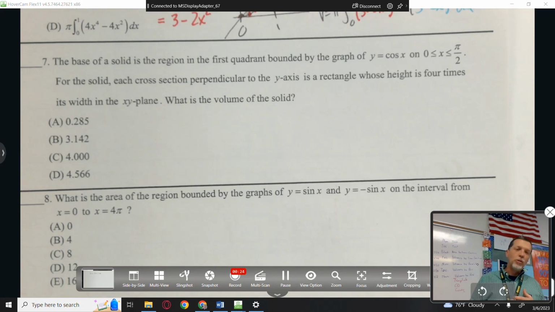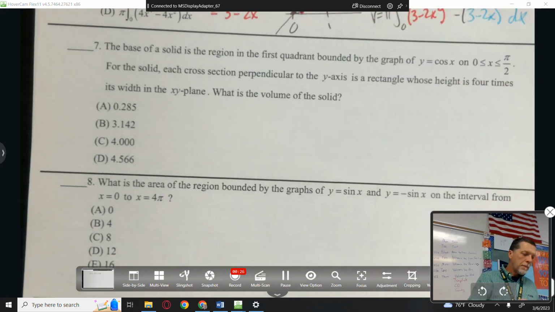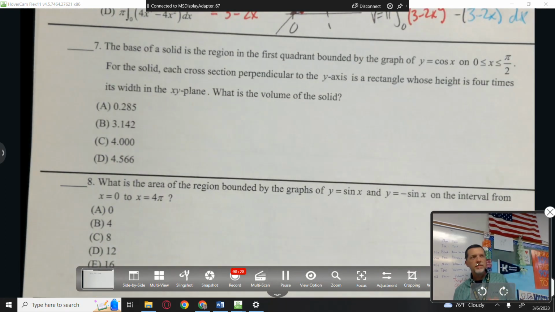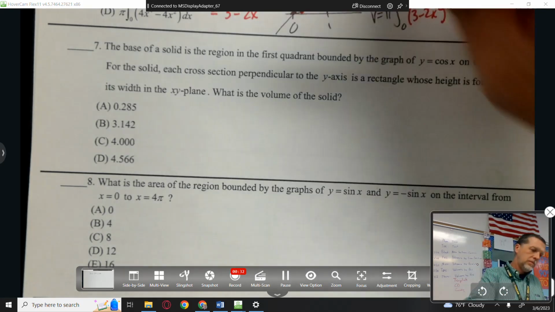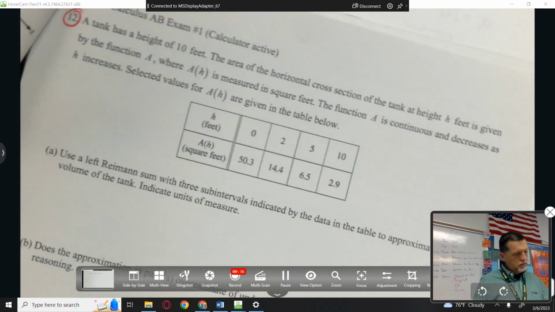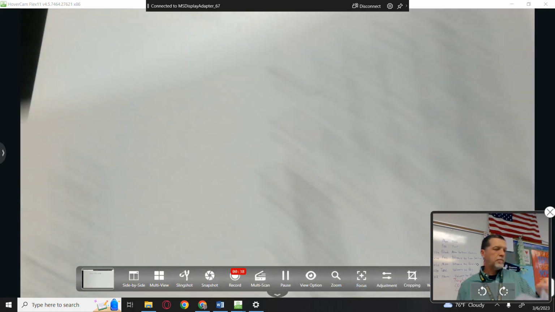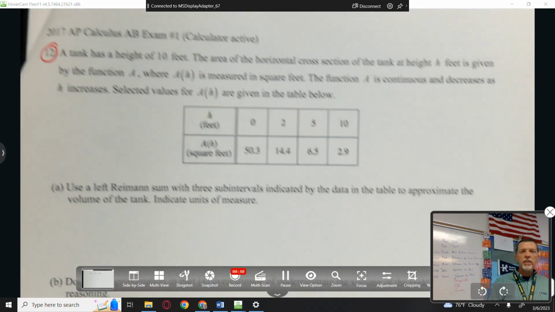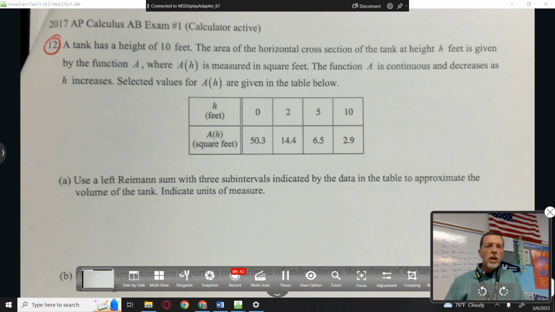So have you looked at the review to even know what to ask? Kind of. Could we go over number 12, the multiple part with the left Riemann sum? Yep. So perfect. That's one that I had circled, because I can't remember how to do a Riemann sum.